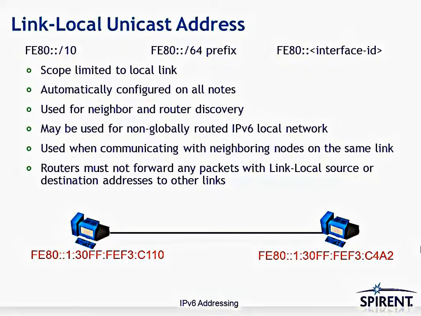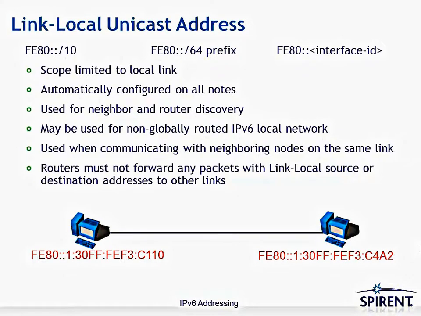So the idea with link local is to scope the packets that are sent to or from it to only a span of the local link. It's an address that's automatically configured on all nodes. It's used for special processes, as we'll discuss in another topic in this course, for neighbor discovery and router discovery. It may also be used for a non-globally routed IPv6 local network. So in other words, two devices on the same link may use these addresses to communicate with each other.